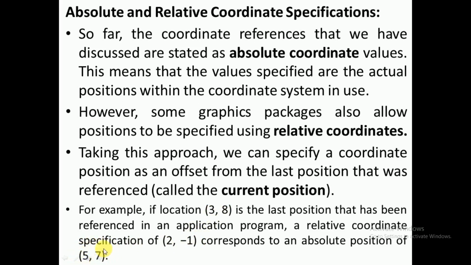Now you will come to minus 5 comma 7. Suppose you want to move to 10 comma 10. Now you are at 5 comma 7, and you want exactly 10 comma 10. Then what value do you have to give? 5 comma 3. If you give 5 comma 3, then this 5 will be added and this 3 will be added. Then 5 plus 5 is 10, and 7 plus 3 is 10. Then you will move to 10 comma 10. This is what relative coordinates are.